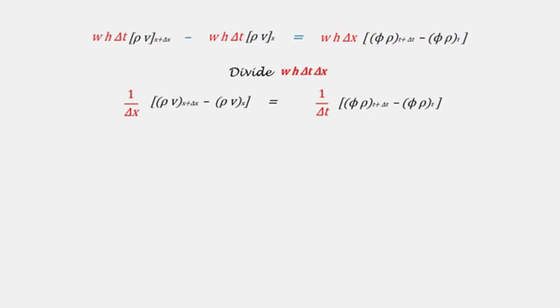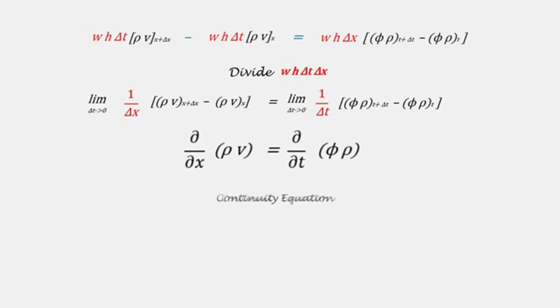The equation we have gotten will then be further simplified by taking the limit twice, where delta x approaches 0 and delta t approaches 0. Here you have the continuity equation.